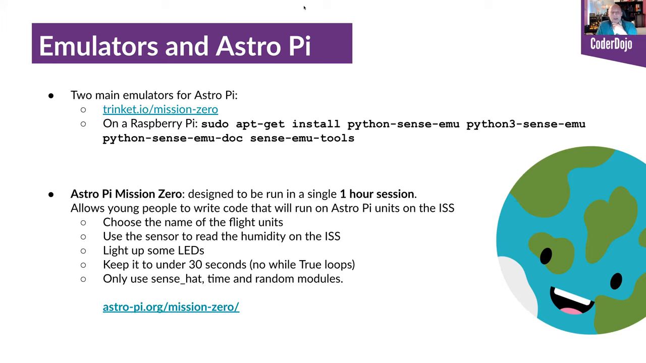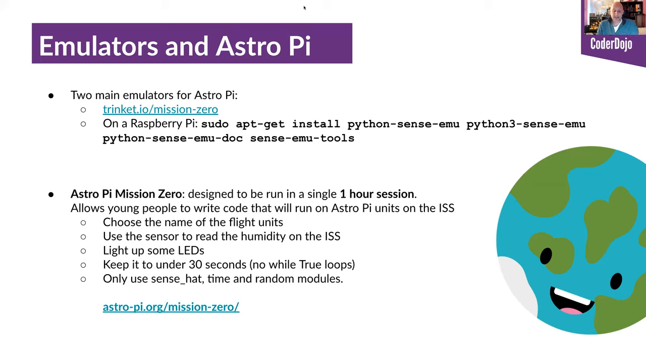So the original challenges were quite complicated. You've got to do this big scientific experiment, and then we wanted to open it up for younger children. So we created something called Mission Zero, which is a much simpler challenge for younger children, where they can write code, and their code will be run on the ISS, and they do receive a certificate to say that their code has run in space, so they can brag that they've written code that runs in space.